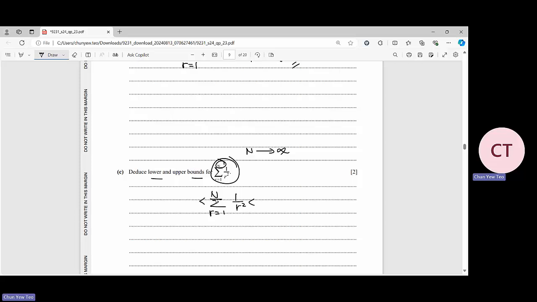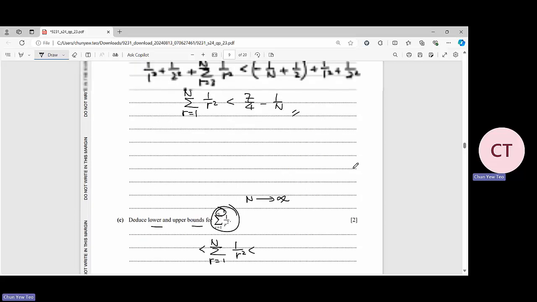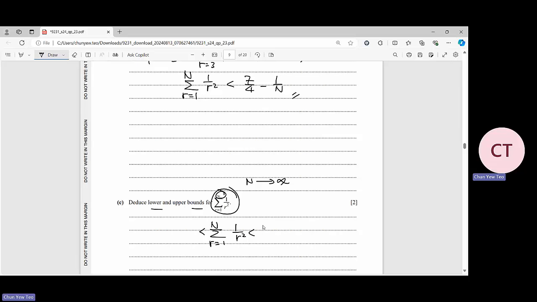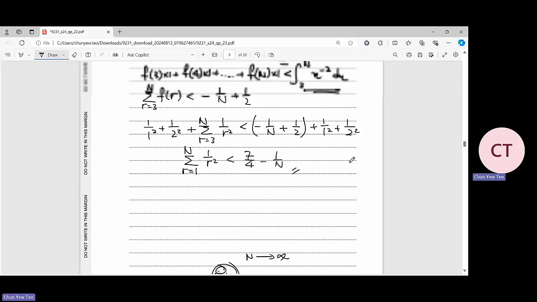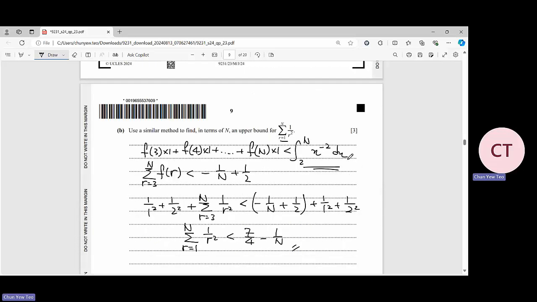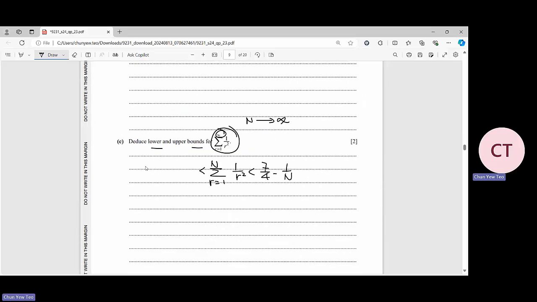Combine the result from A and B. The result from B is this. The result from A is 3 over 2 minus 1 over n plus this. Okay, so you just need to put the limit of n approaching infinity of this.